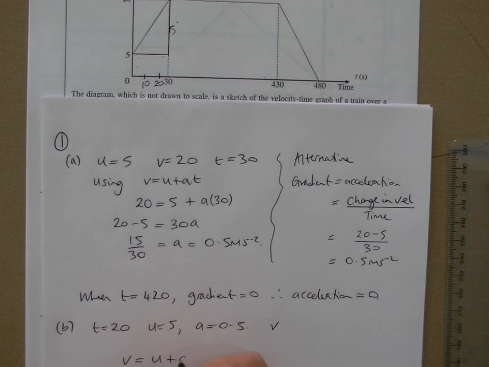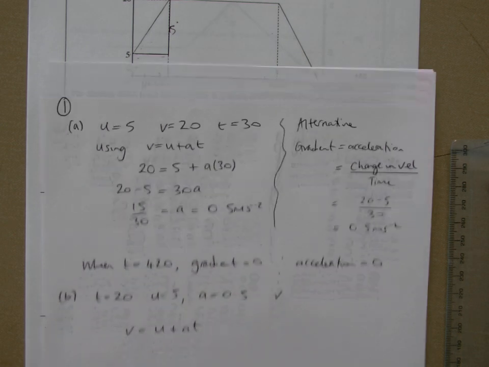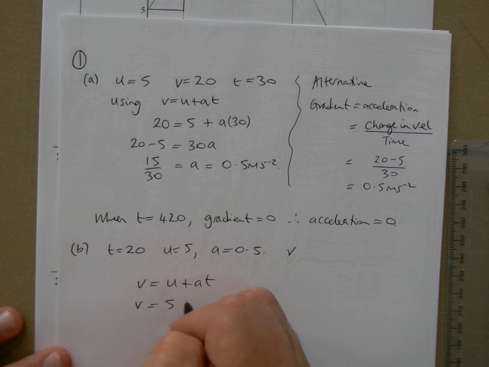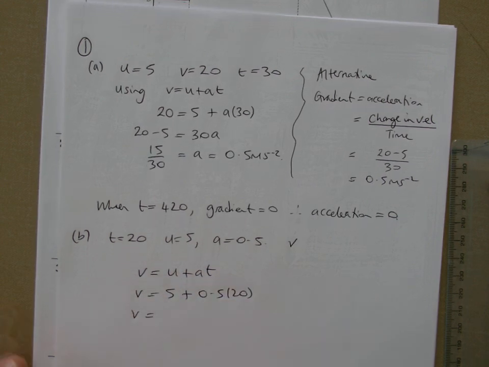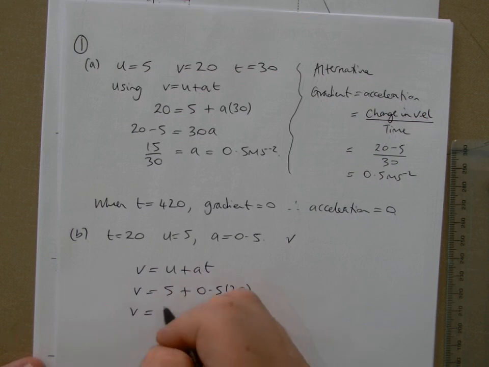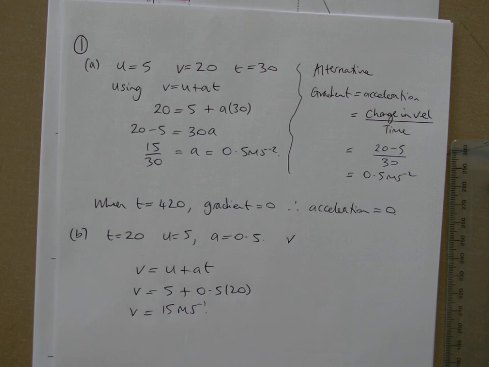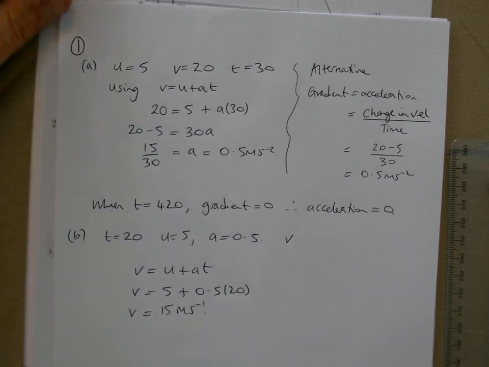So we want to get v, again using v equals u plus at. So v will be 5 plus 0.5 times 20. If I work that out, it comes out to be 15 meters per second. Again, you could have worked it out using the gradient on the graph and worked backwards, and you still end up with the same speed.